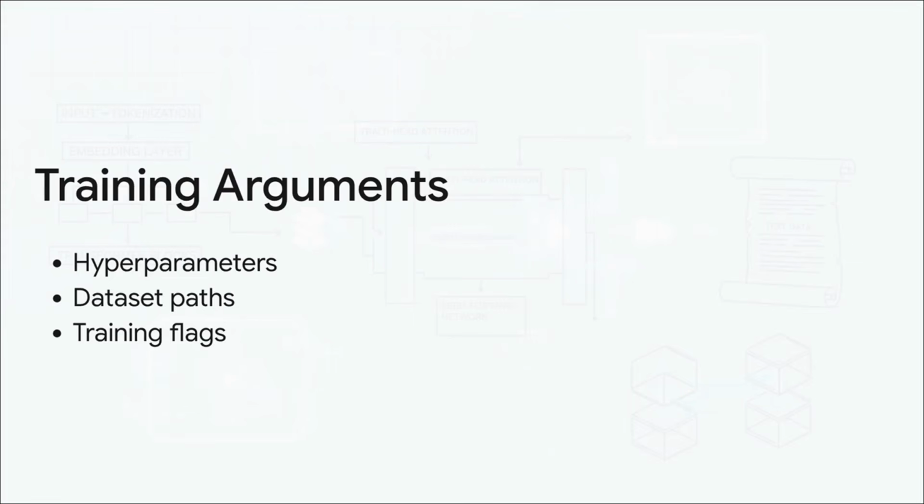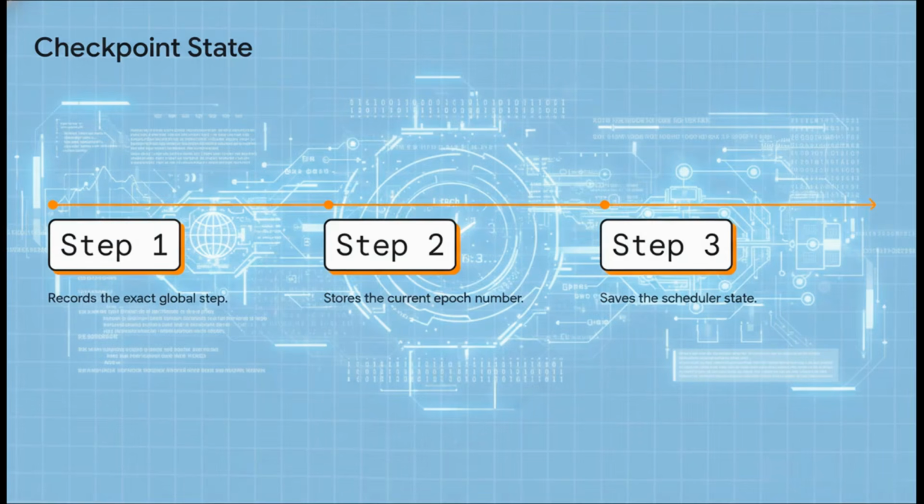Next, we have the training arguments. If the optimizer state is the study notes, this right here is the exact recipe used for the learning phase. It contains all the hyperparameters, the strict data set paths, and the training flags that govern the model's intense, heavy computational creation.